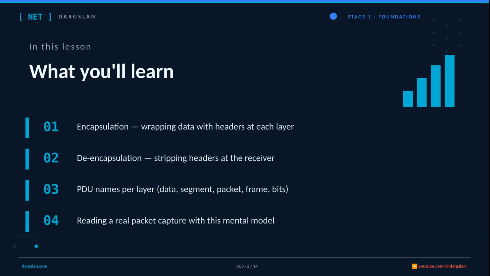Here's the roadmap for the next few minutes. First, we'll build up the idea of encapsulation, how each layer wraps your data with its own header as it travels down the stack. Then we'll reverse the process and look at de-encapsulation, where the receiver peels those headers off one by one. After that, we'll name the data unit at each layer, what we call a segment, a packet, a frame, and so on. And finally, we'll put it all together by reading a real packet capture through the same mental model.